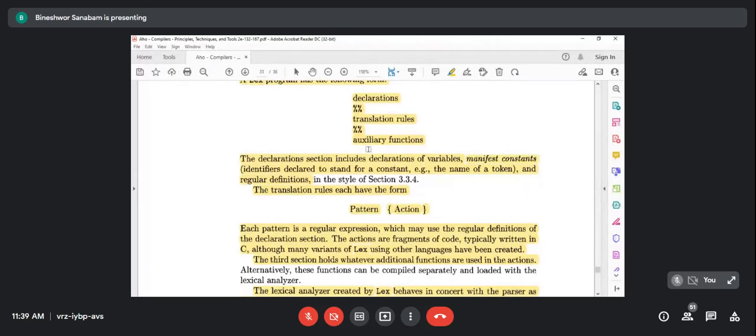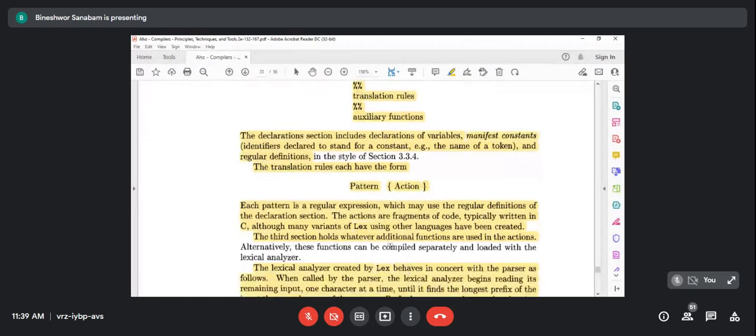Then you have the auxiliary functions. Here we are going to have some additional functions, and these are going to be placed in this auxiliary functions section.